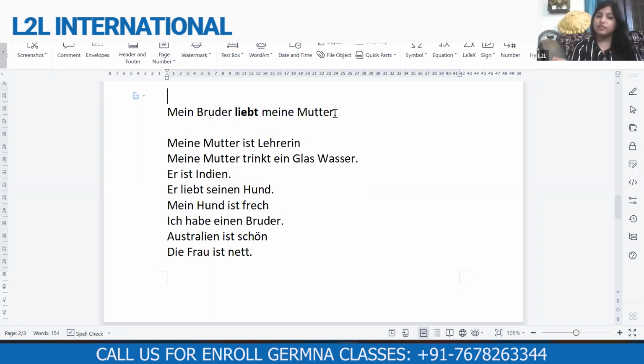Here we are talking about only Mutter. So meine Mutter is the subject and is conjugating the verb ist, and then we have a noun, Lehrerin. So we are basically talking about mother. There is no direct object here, so it is a nominative sentence. Very good.